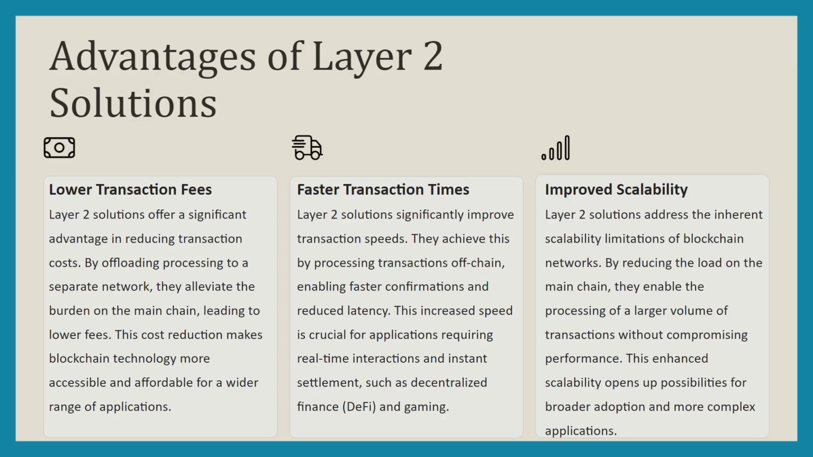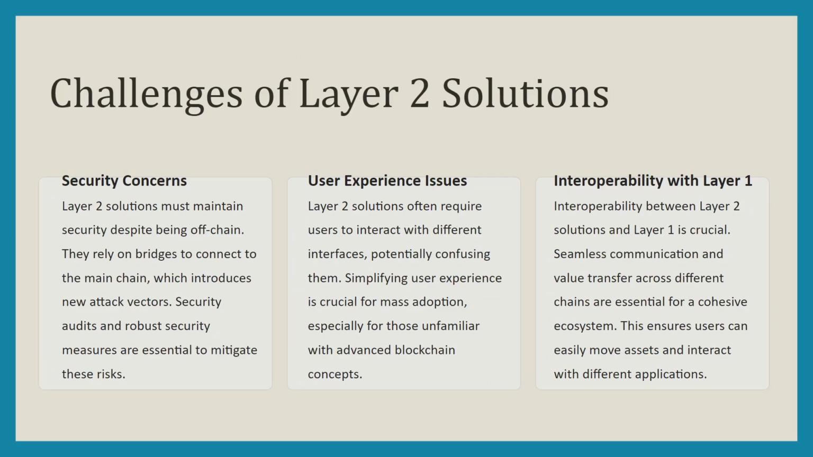Next is improved scalability. Layer 2 solutions address the inherent scalability limitations of blockchain networks. By reducing the load on the main chain, they enable the processing of a larger volume of transactions without compromising performance. This enhanced scalability opens up possibilities for broader adoption and more complex applications.